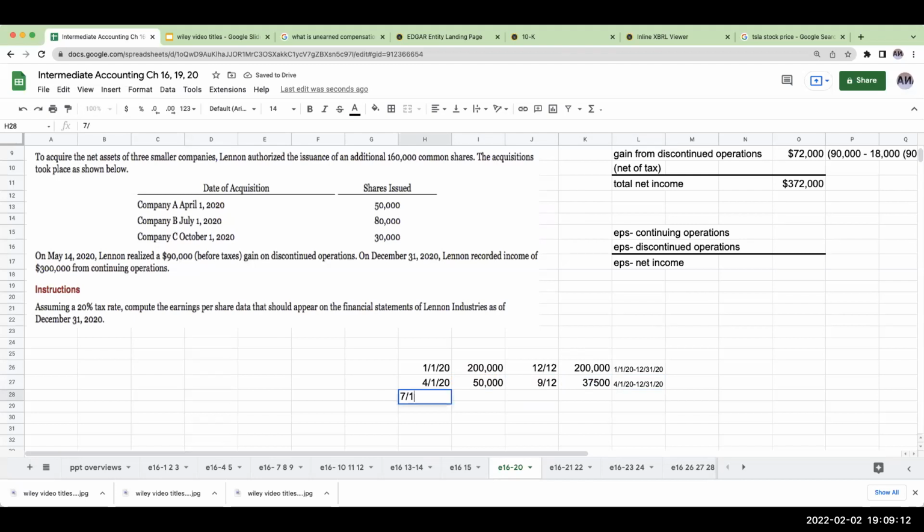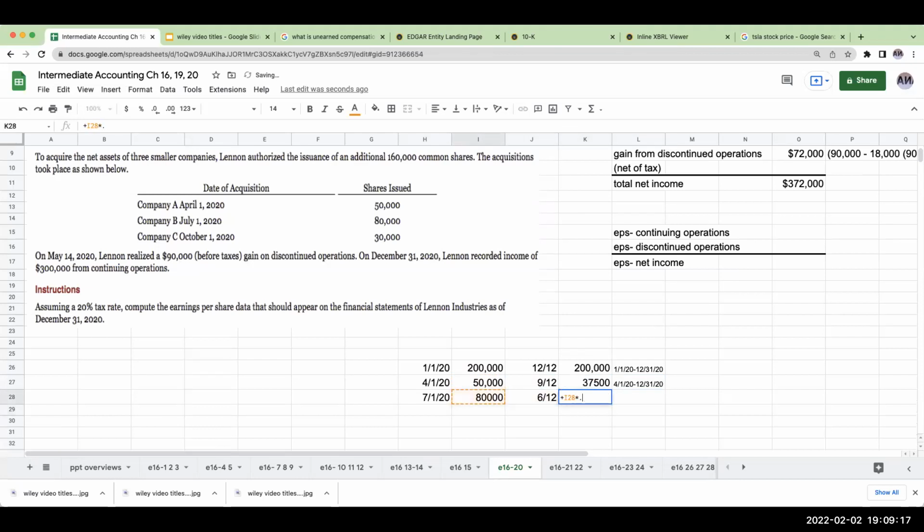Over here on 7/1/20, 80,000. This is 6/12. And this is going to be 40,000 shares, or 7/1/20 through 12/31/20. And now we're in October, 10/1/20, 30,000 shares. These were outstanding for 3/12. So right over here, we're going to have 30,000 times 3/12, or 7,500. So this is going to be from 10/1/20 through 12/31/20.